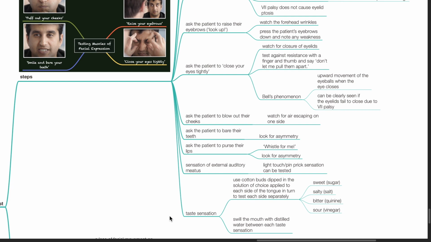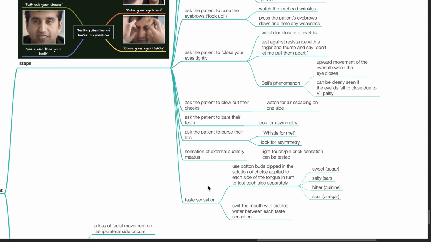Taste sensation. Use cotton buds dipped in the solution of choice applied to each side of the tongue in turn to test each side separately for sweet, salty, bitter and sour taste. Swill the mouth with distilled water between each taste sensation test.